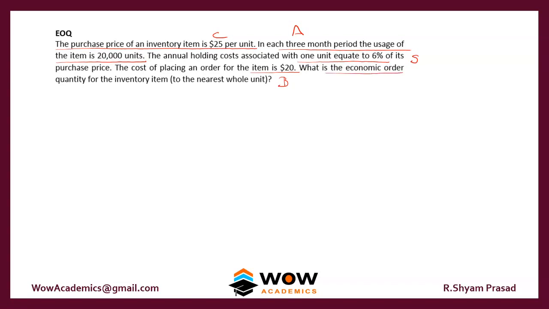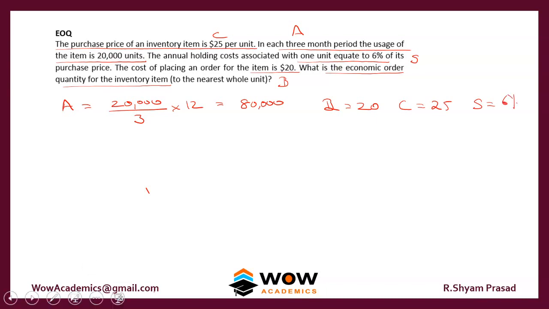So what is the EOQ they are asking? So we'll solve. If we start, we first require the items. So we'll start from A. The 3-month demand is 20,000 units. So this represents 3 months. We do not want 3 months, we want 12 months. So A would be 80,000. So we'll move on to the next one. B is directly given, which is 20. C is also directly given, which is 25. And S is also given, which is 6%.